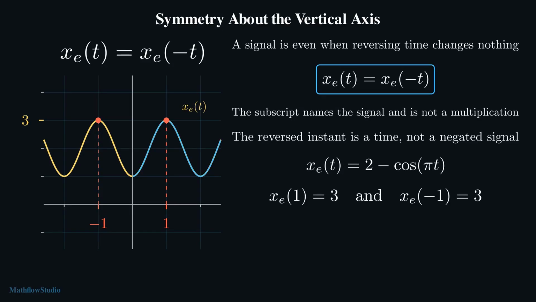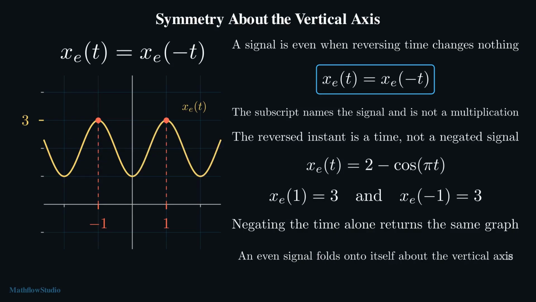Negating the time alone returns the same graph. The right half swings across the vertical axis and lands exactly on the left half. An even signal folds onto itself about the vertical axis.